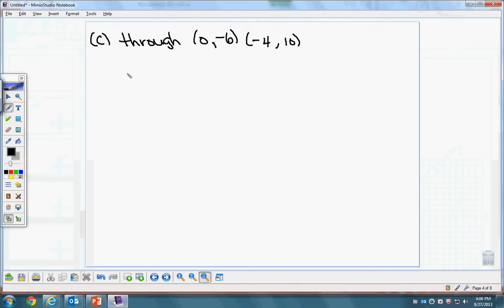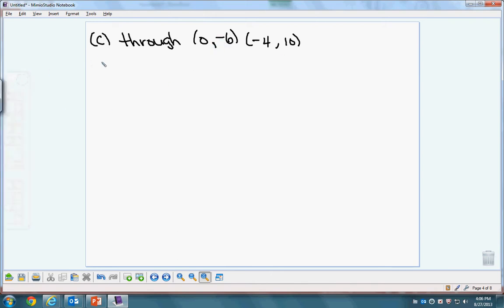This time, they want the slope-intercept through 0, 6, 0, negative 6, and negative 4, 10. So we write y equals mx plus b. This isn't as easy as the last problem. This is more like letter A. So we need to find m, and then we need to find b in a second. So you use your slope formula. Take a second and try to find your slope.